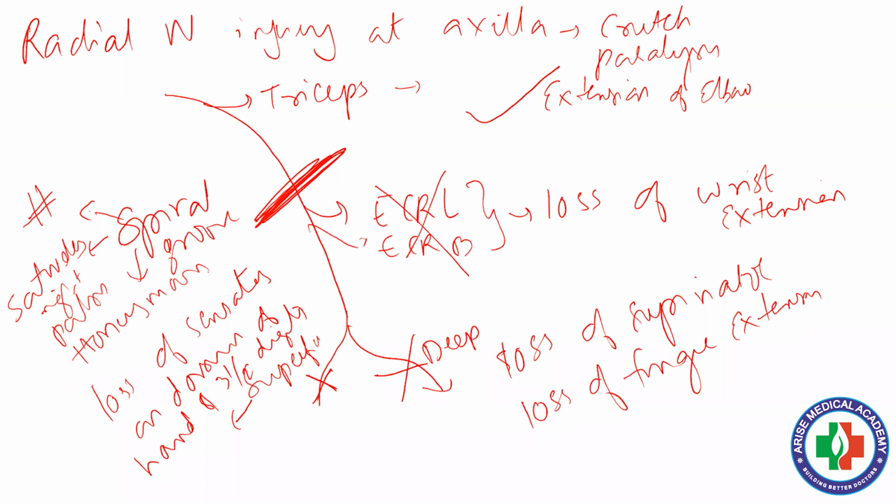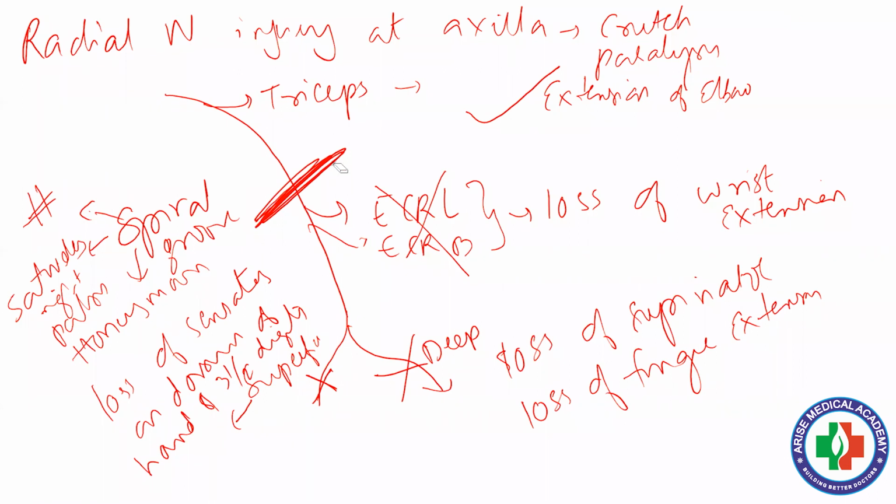No, loss of extension will not happen at the elbow because the triceps is already supplied higher up, in the axilla. There is a difference between damage at the spiral groove and damage at the axilla. When the damage is in the axilla, there is loss of extension of the elbow. When there is damage to the spiral groove, there is no loss of extension of the elbow. There is only wrist drop, because of loss of wrist extension, and also loss of finger extension.